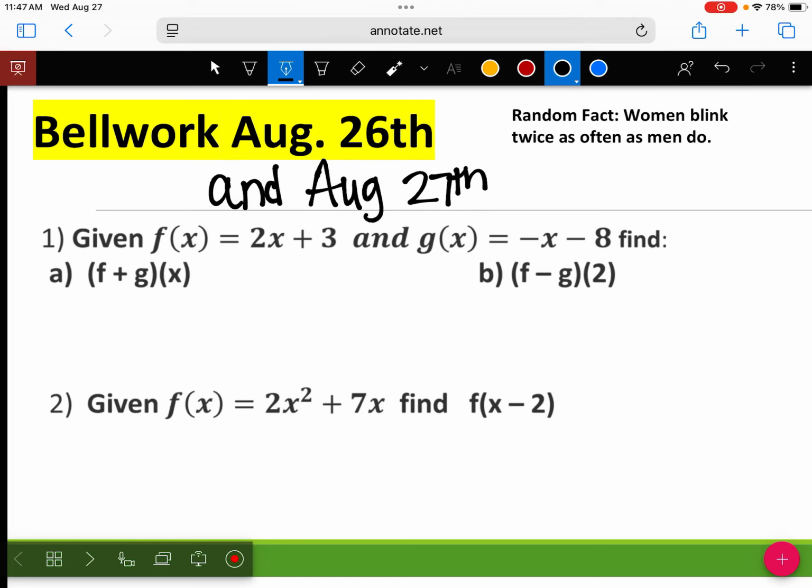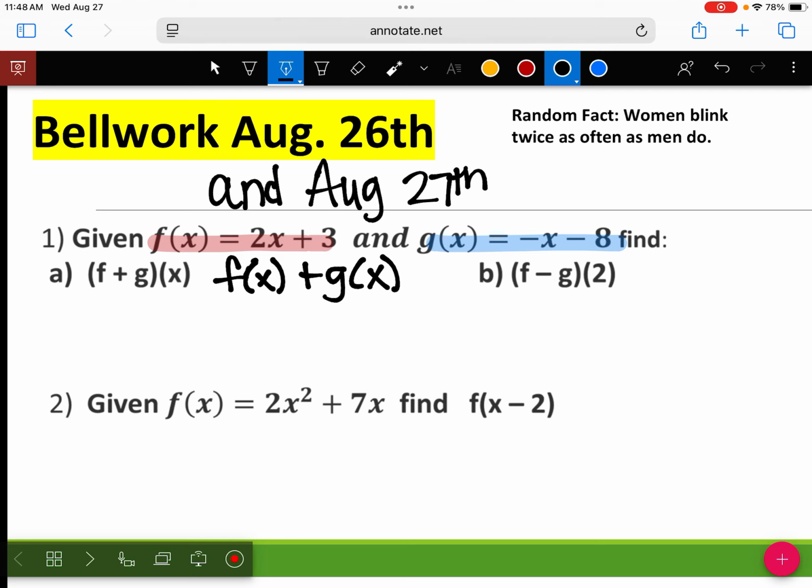Because that way you'll know what you do and don't understand. Okay, so we have these two functions. We have f of x, we have g of x. So f plus g of x means that I'm taking f of x plus g of x. That's what that means.